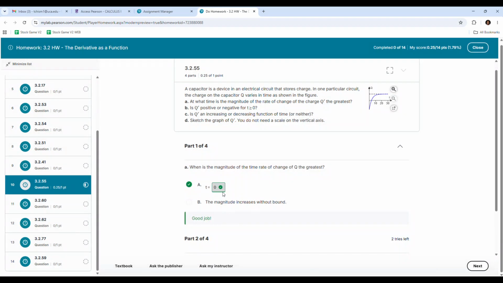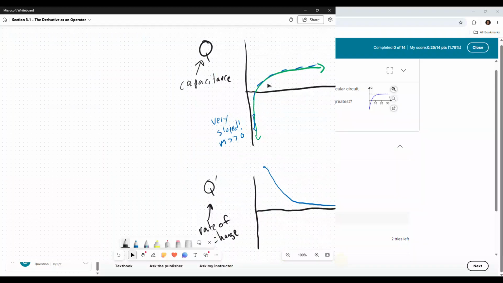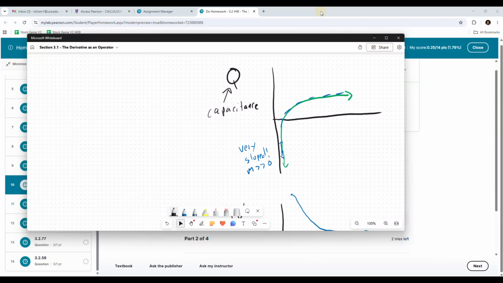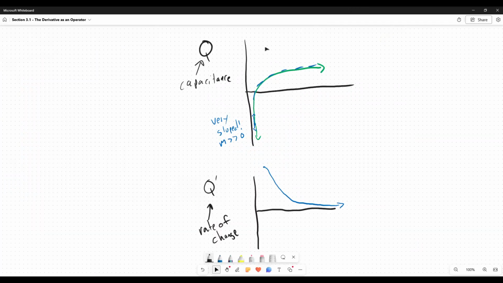And the reason it's going to be at time equals 0 is because, again, we're not asking when does Q achieve its maximum value. Which one is the rate of change of Q? Which, according to this, is when the slope is the highest? And it seems like closer and closer to 0.